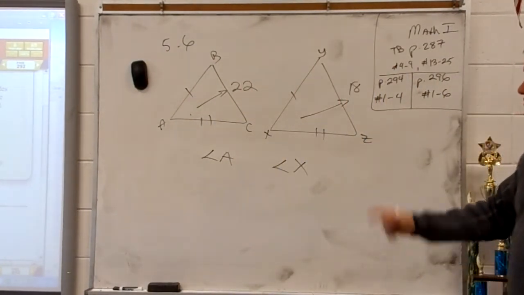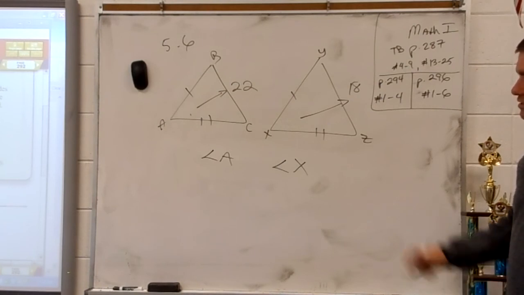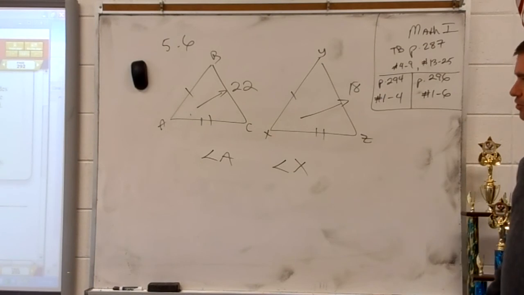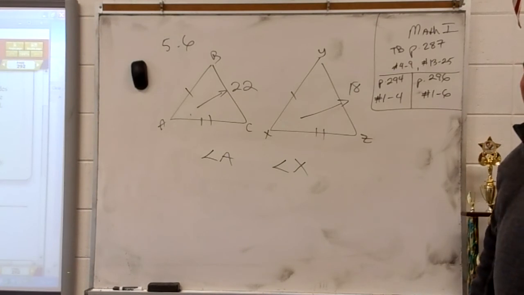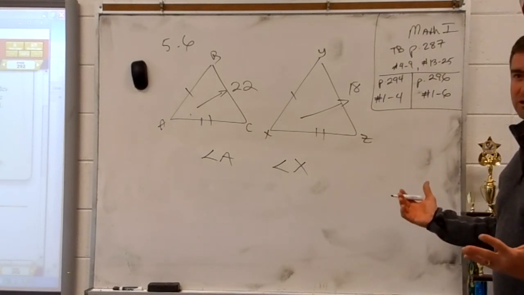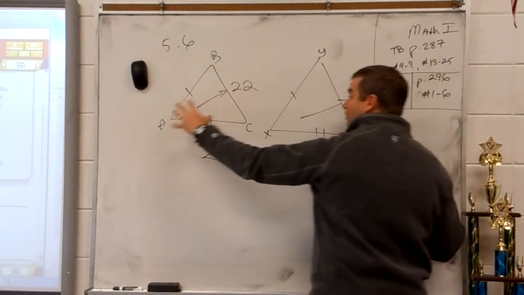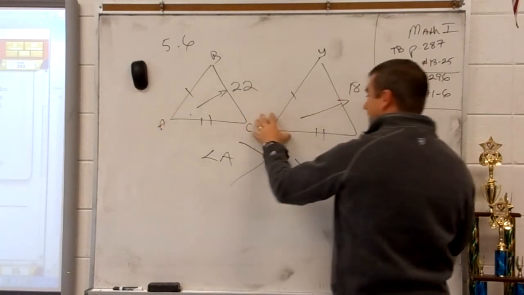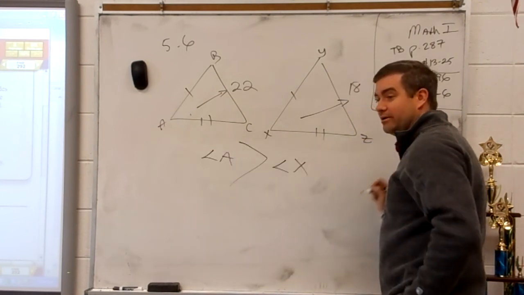Okay, let's read the theorem. If two sides of one triangle are congruent to two sides of another triangle, and the third side of the first is longer than the third side of the second, then the included angle of the first is larger than the included angle of the second. You got all that? It's a mouthful. It's hard for me to read it all out without stopping. But the picture is worth 1,000 words. 22 is larger than 18. Therefore, angle A has to be greater than angle X. The fish, or the alligator, is chomping the bigger number.